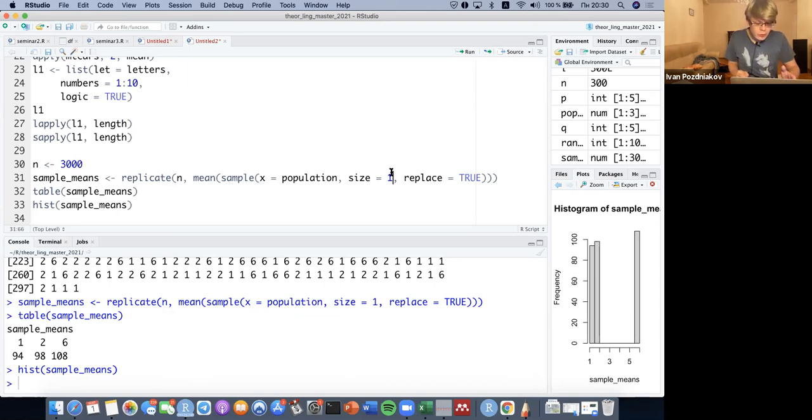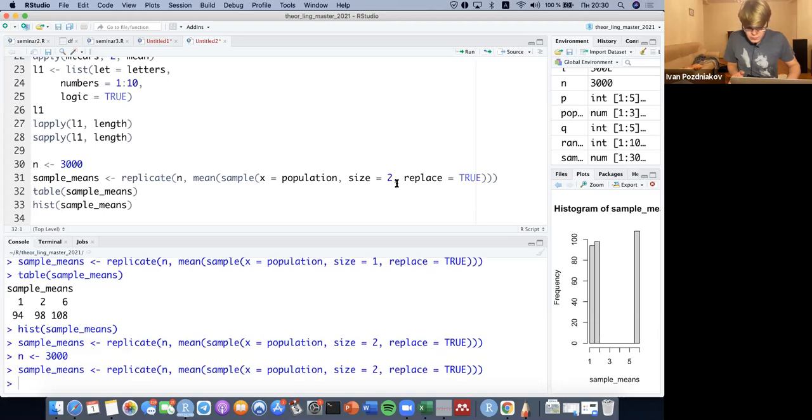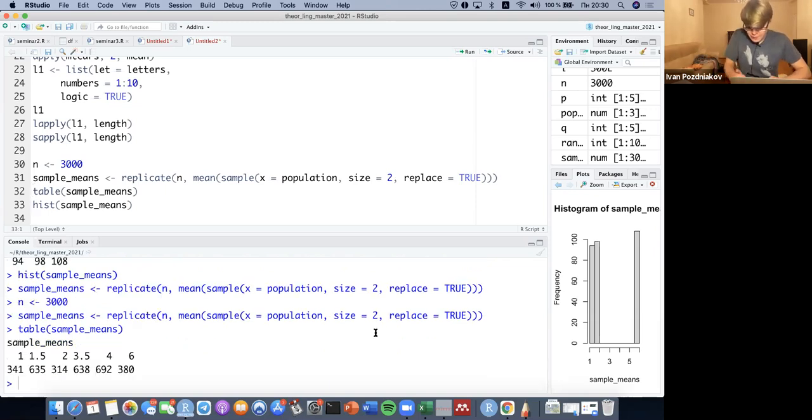Okay, now let's go to another simulation. Let's simulate that we have sample size equal to 2. In this case, this mean will change somewhat. Let's run it. It's pretty fast. Let's see a table of these values. So you get 6 outcomes from 1 to 6. And you can see that some outcomes are more frequent than others.